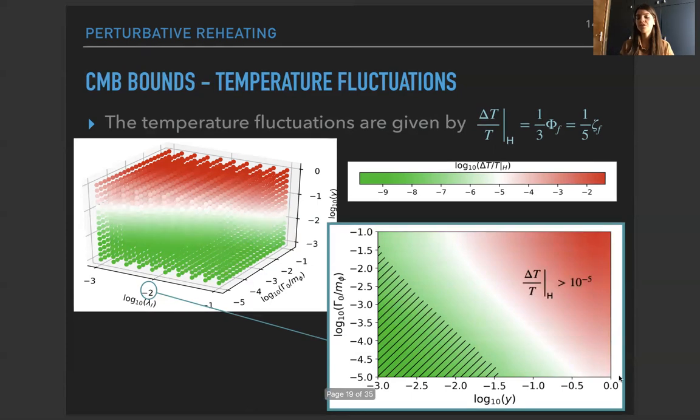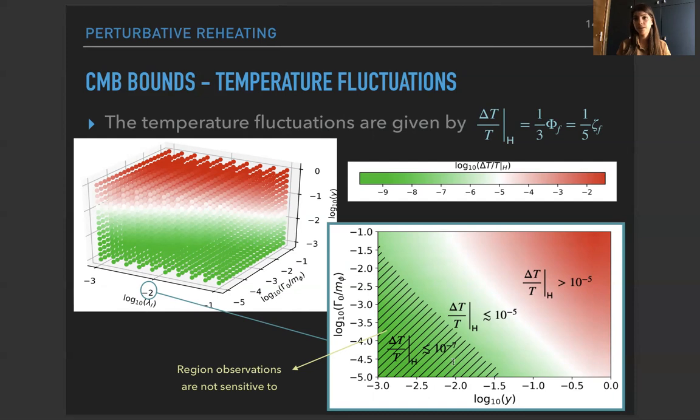So the red region corresponds to a delta T over T that is larger than Planck observes. And then you have the white region, which gives delta T over T exactly the same as Planck observes. And finally, the green region over here is always smaller than observations. So in principle, the white and the green regions are allowed by observations. And if you want to take it one step further, you can also plot this hatched region where the delta T over T is actually smaller or equal to 10 to the minus 7.